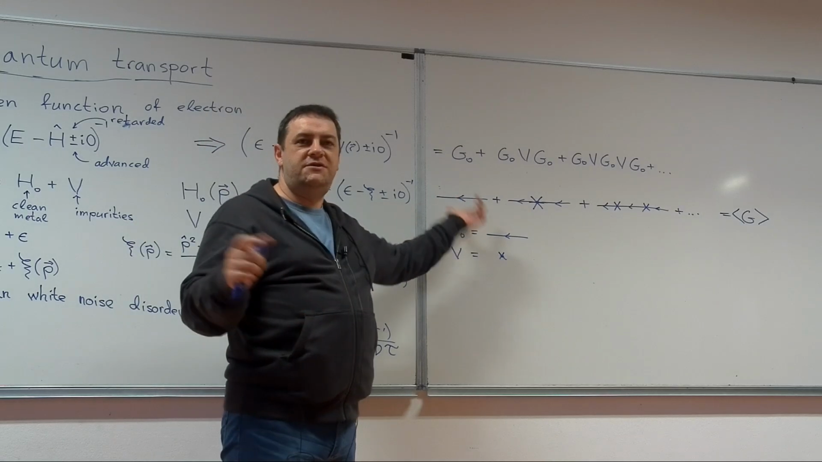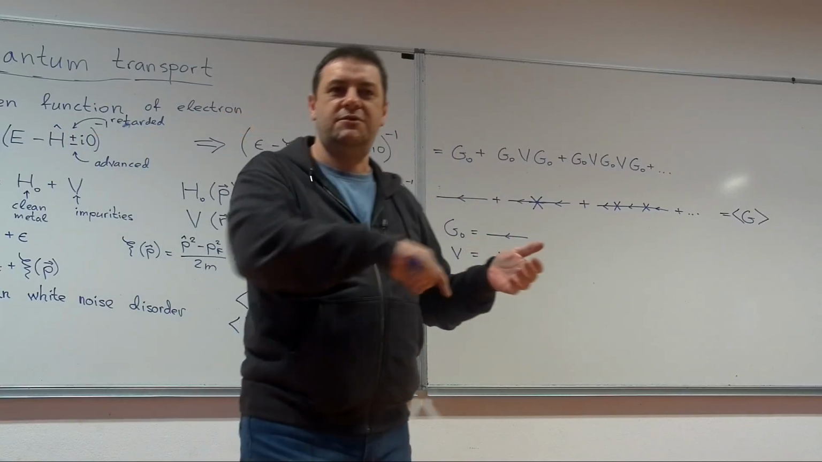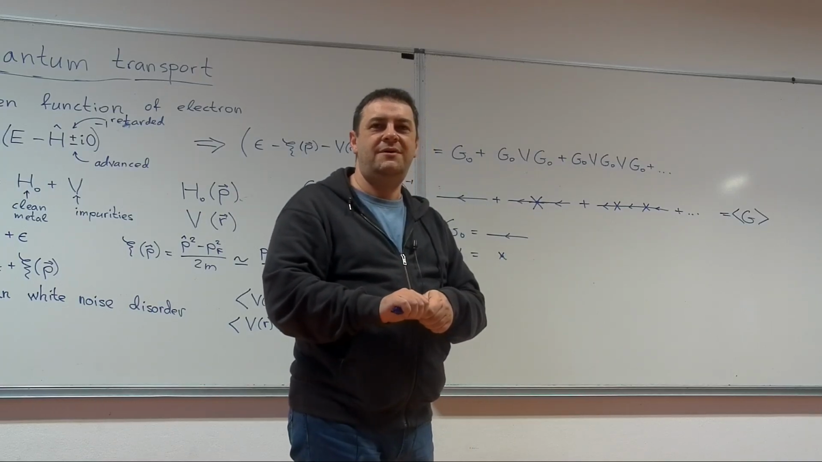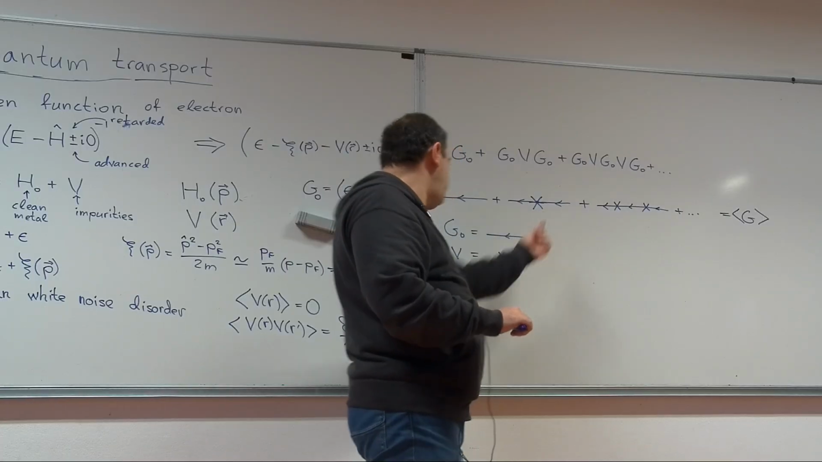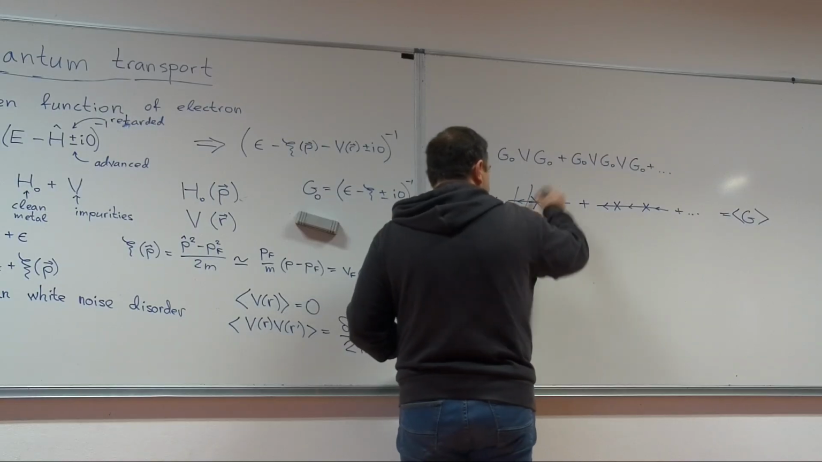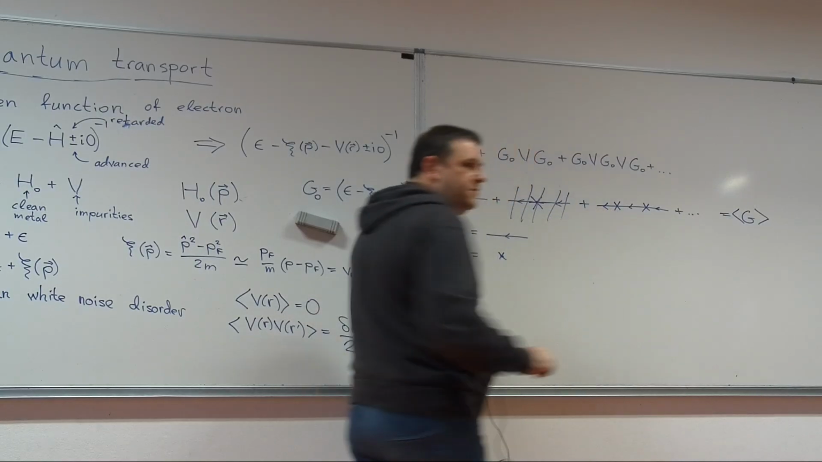It's G0, it does not contain any V, so on average it's equal to just itself. What will happen with the second term? It contains V here, the average of V is 0, so on average this thing does not exist. What will happen with this term?